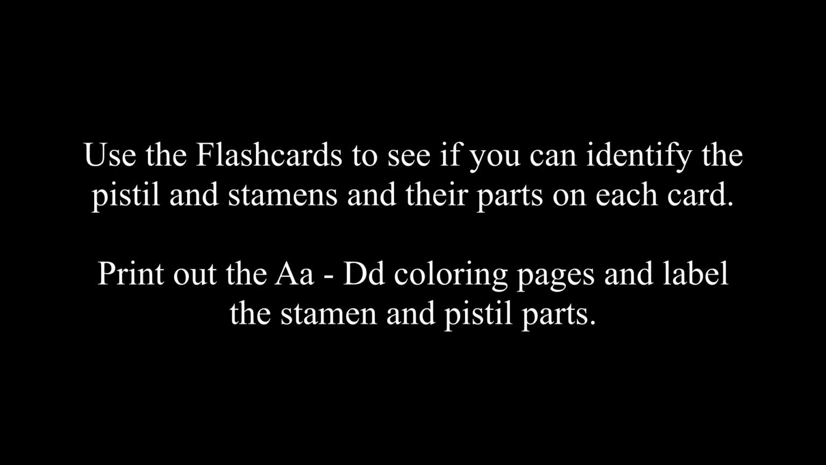All right, then the final activity is use the flashcards to see if you can identify the pistil and stamens and their parts on each card. Like I said, you can't do it on every card. But if you print out the A through D coloring pages, you can label the stamen and pistil parts. The D's look especially easy to see the stamen on there. You might want to color code the pistils and stamens. So this is a really cool one.